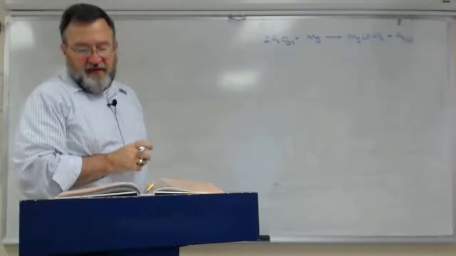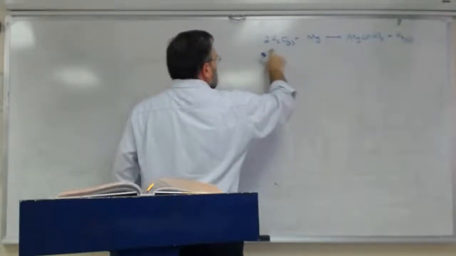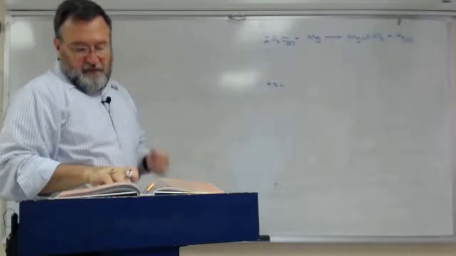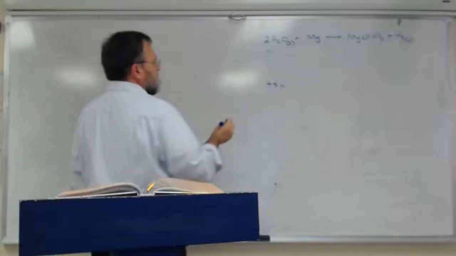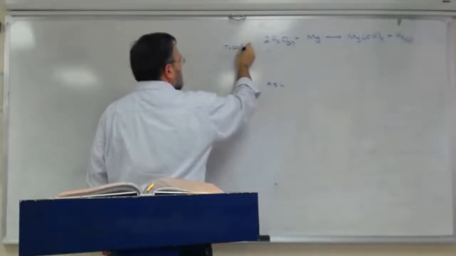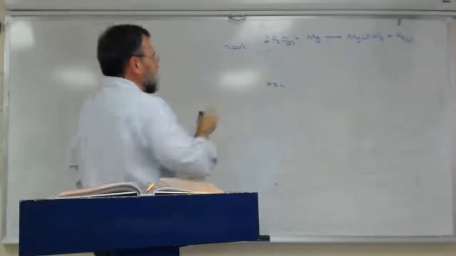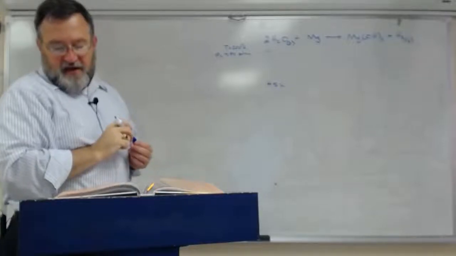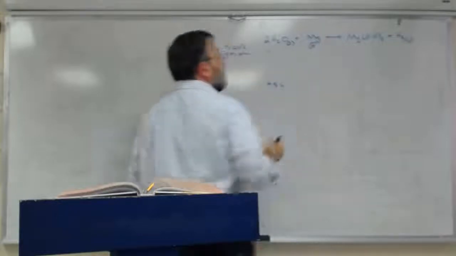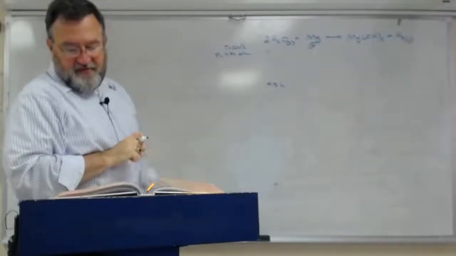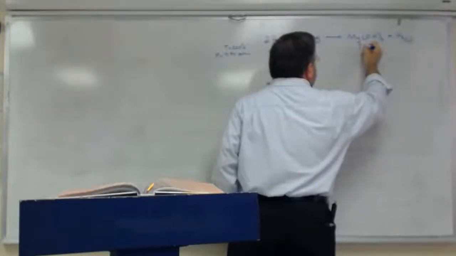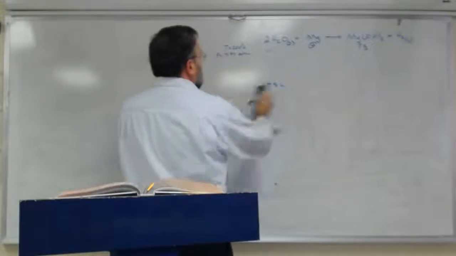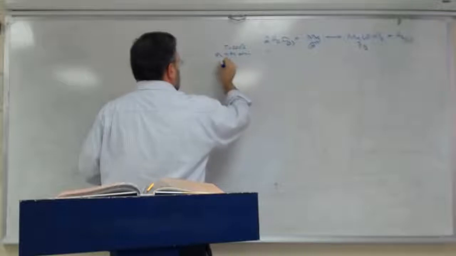If 4.5 liters of water vapor at 200 degrees Celsius and 4.94 atmospheres are passed over excess magnesium, how many grams of magnesium hydroxide will be produced? This is a gas, so I'm going to put it over here, the gas volume. So 4.5 liters.